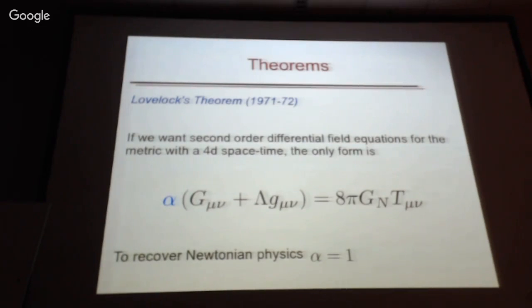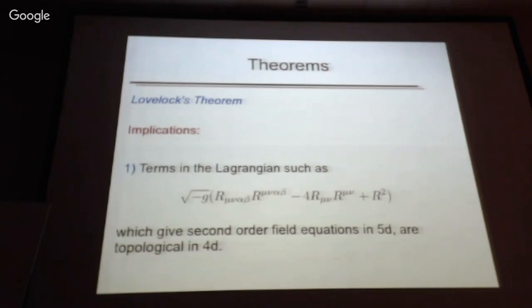up to a constant. Now I do an experiment, I throw something here and there, and I know I have to fix the constant so that I recover the Newtonian law. So that means Lovelock's theorem states that GR is quite unique. So what are the implications?